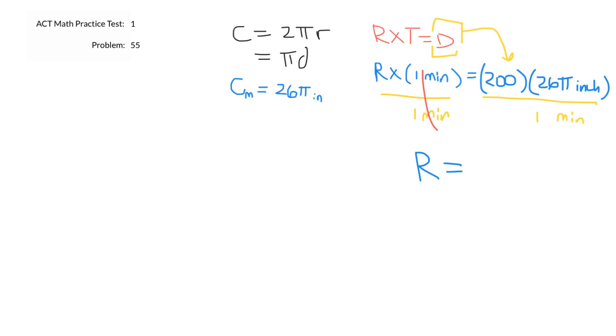200 times 26 pi, that's going to be 5,200 pi. So again, 200 times 26 pi, hopefully I said that correctly. 200 times 26 pi is 5,200 pi, and that's inches on top. So I'll just write IN for inches, all over 1 minute. Okay, so we know that the rate he's traveling, the speed, is literally 5,200 pi inches per minute.